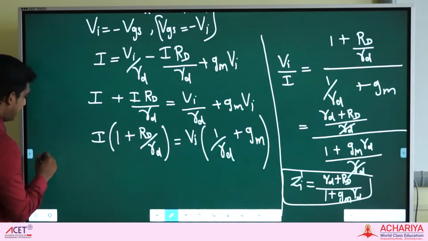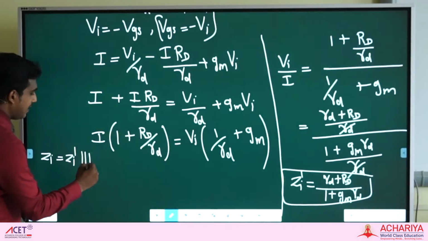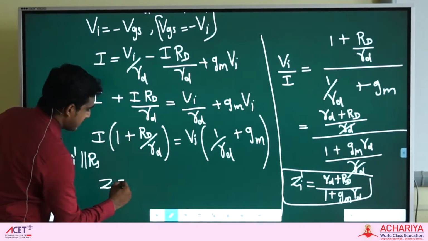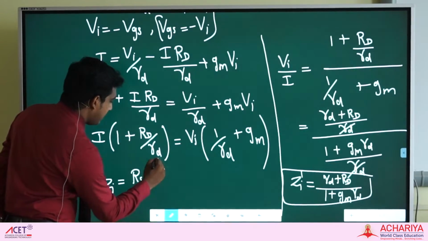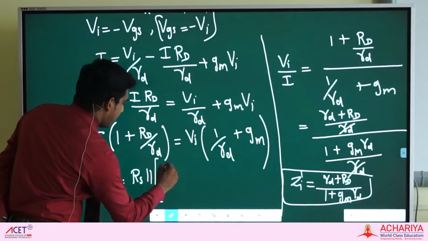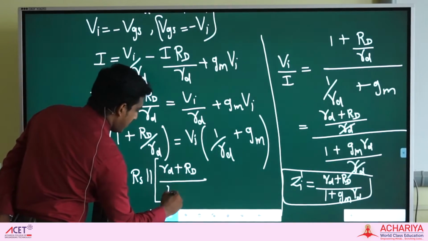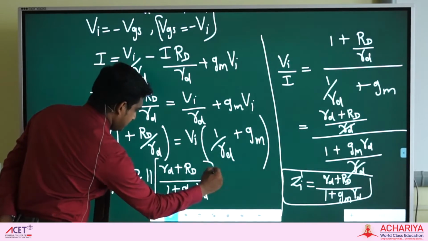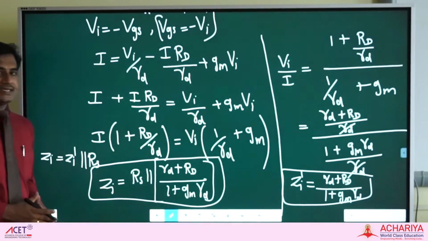We know that from equation 1, Zi is equal to Zi dash parallel RS. So Zi is equal to RS parallel this term, rd plus capital RD divided by 1 plus GM rd. This is the input impedance of the common gate amplifier.